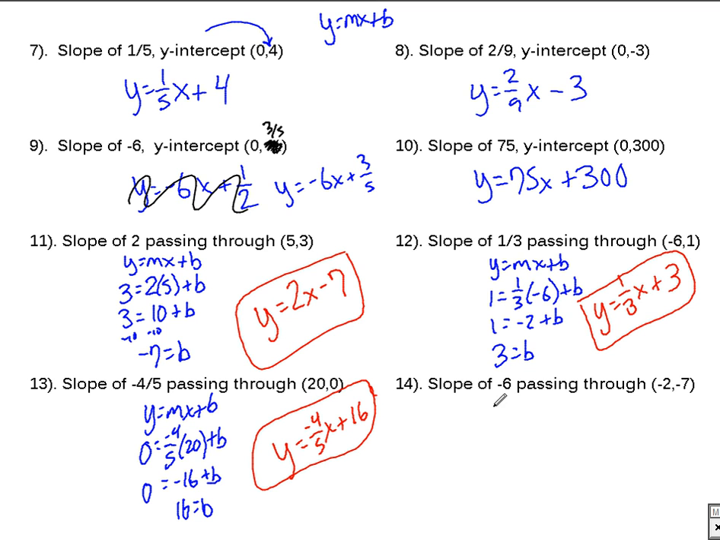And your last one, y equals mx plus b. Plug in a y of negative 7, m of negative 6, x of negative 2 plus b. So this is 12.